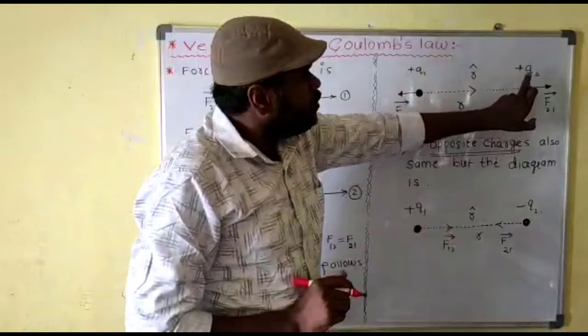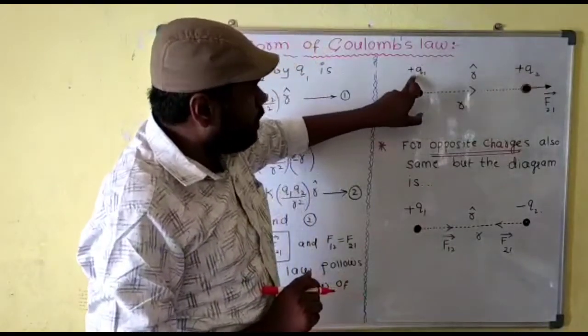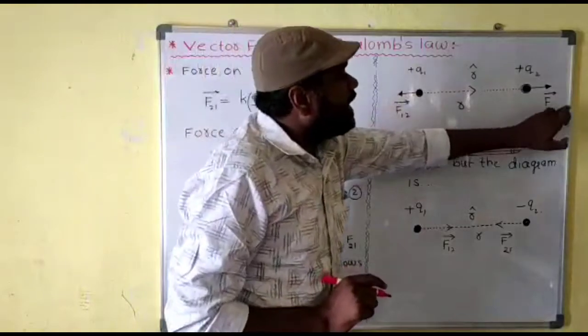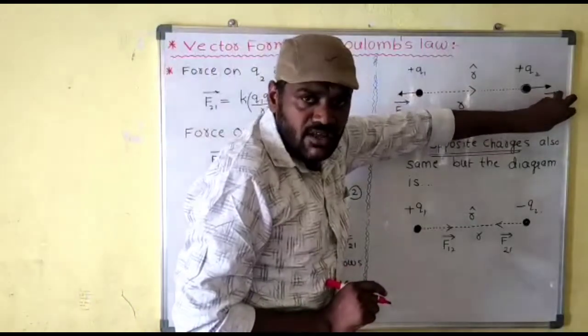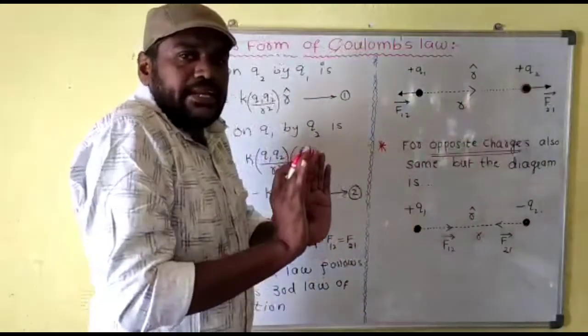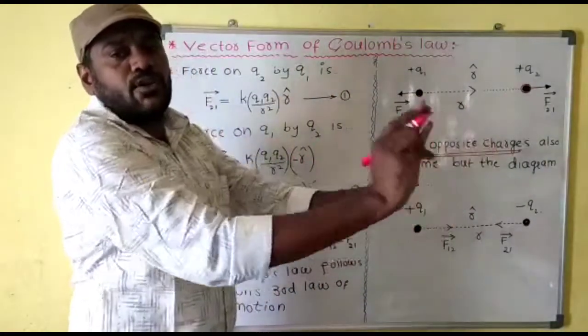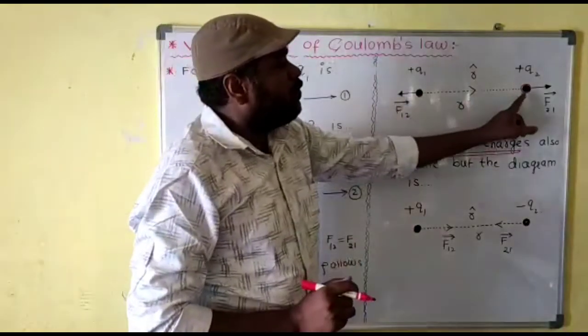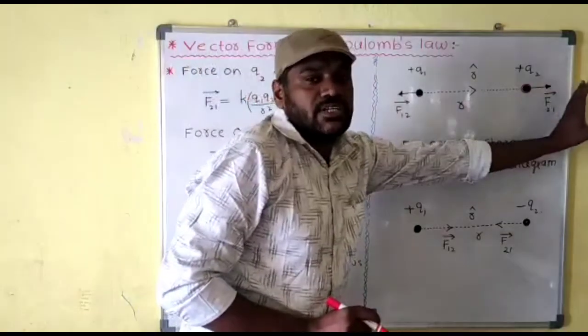In the problem they have given to calculate the force on the second charge and mention its direction. So first of all, this is positive and this is also positive. When two charges are positive, F21, the force on the second charge, is acting away. Therefore it is acting like a pushing force, nothing but the repulsive force. Every repulsive force always acts away from the charge.